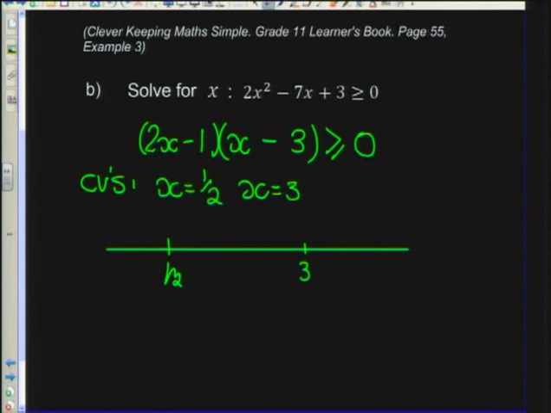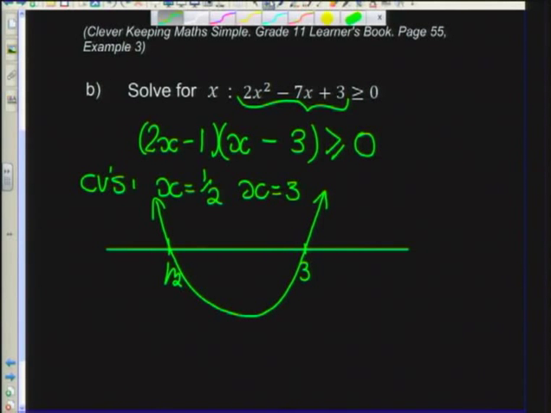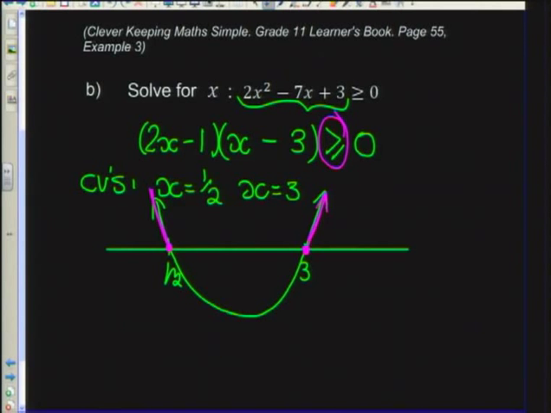I'm going to use my parabola method just because it's that much quicker. If this was a parabola, if I were to draw it, it would be a smiling parabola through the points of 1/2 and 3. What I'm interested in this time is where they are greater than or equal to 0. So it's greater than or equal to 0, everything from negative infinity up to and including 1/2, and then everything from and including 3 off to positive infinity. Those are the positive portions of our graph.